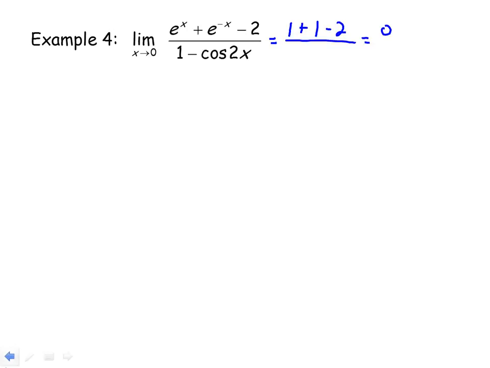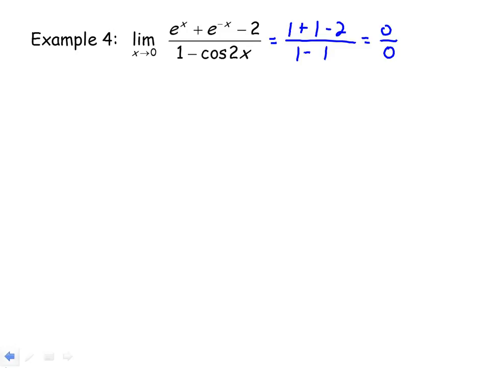On the bottom, we're going to get 1 minus cosine 2x as x goes to 0. What is cosine of 0? So you're going to get 0 again. So there's your indeterminate form. And since this is exponential and trig, we can't do any algebra to it. Nothing you can do really to fix that. So you have to apply L'Hopital's rule.